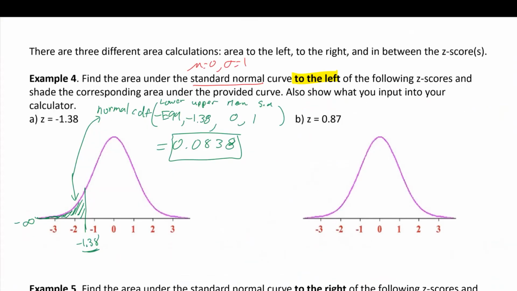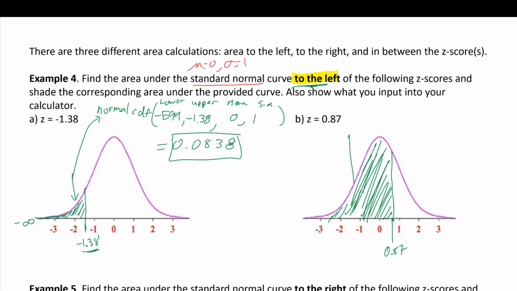Doing the next one: 0.87. 0.87 is between 0 and 1, so I would say it's around here. Draw a vertical line straight up. They're asking for area to the left, so we're going to shade to the left here. Just by using a little intuition, does that appear to be more than 50% or less? It looks to me like it's more. So I expect it to be more than 50%.